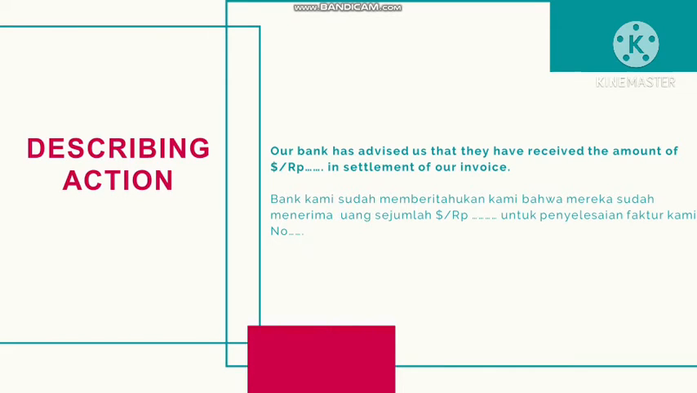And after the opening paragraph, the second paragraph in acknowledging payment is describing an action. In this section, you can tell the buyer that the payment money has been received in accordance with the agreed amount. So you can use a sentence like: our bank has advised us that they have received the amount of dollars or rupiah blah blah blah in settlement of our invoice.